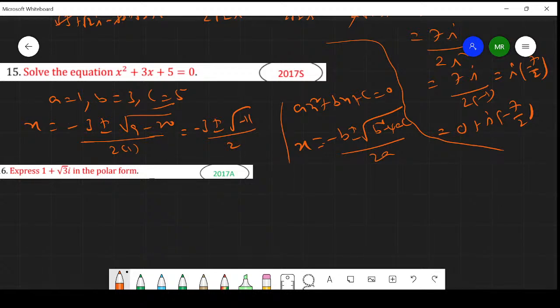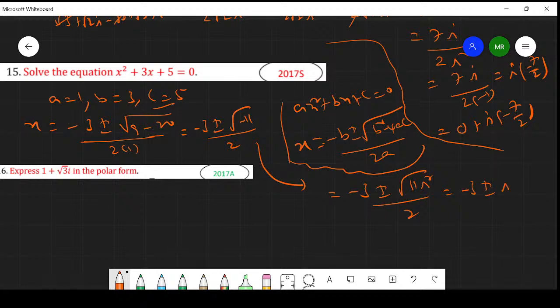Here we know it is a negative number, minus 11. I can replace this with minus 1 times 11, that is 11 i square. So I can continue: minus 3 plus or minus root of 11 i square by 2, which is equal to minus 3 plus or minus i into root 11 by 2. So this is the required answer. Simple problem.